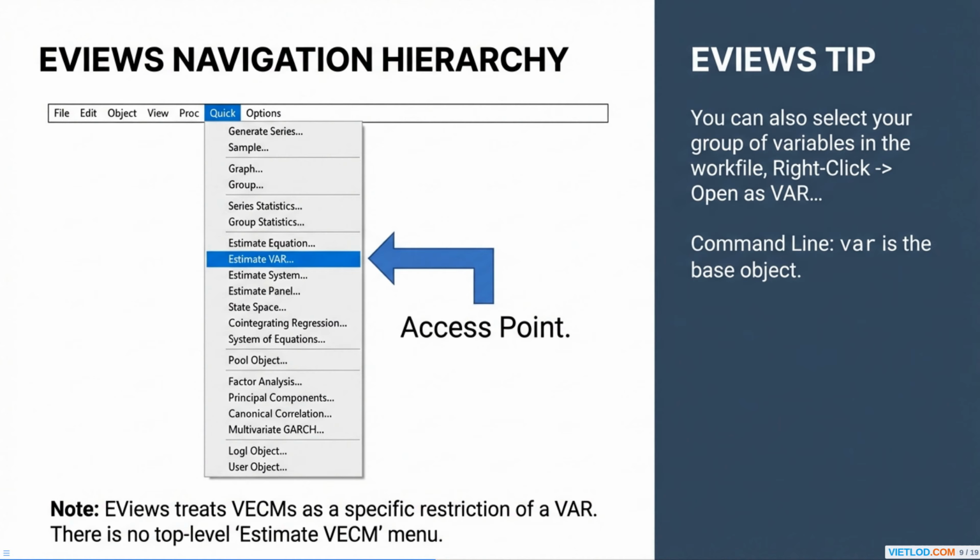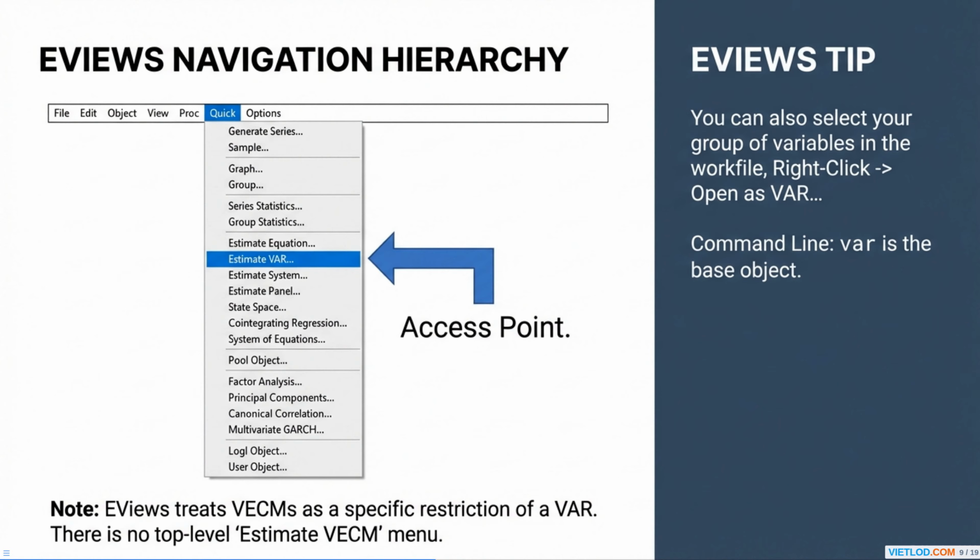This slide illustrates how to access the vector autoregression, or VAR, estimation in EViews, which is the foundational model for a vector error correction model. On the left, we see the EViews navigation hierarchy. To estimate a VAR, you typically go to the Quick menu on the main EViews toolbar and then select Estimate VAR. This is highlighted as the access point. It's important to note that EViews treats VECMs as a specific restriction of a VAR. Therefore, you won't find a separate top-level Estimate VECM menu directly. You first estimate a VAR and then impose the cointegration restrictions to form a VECM.